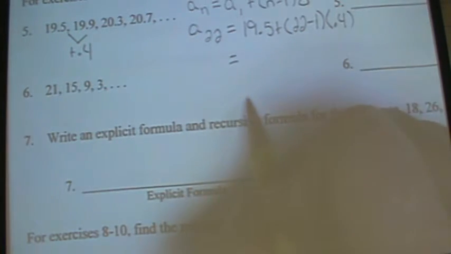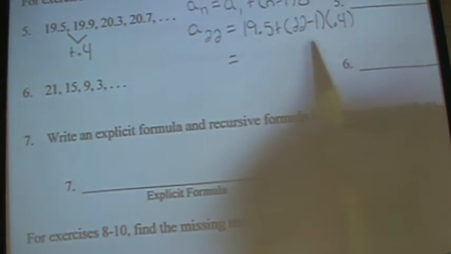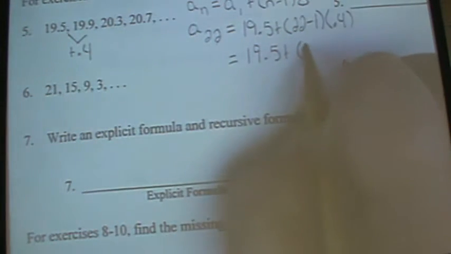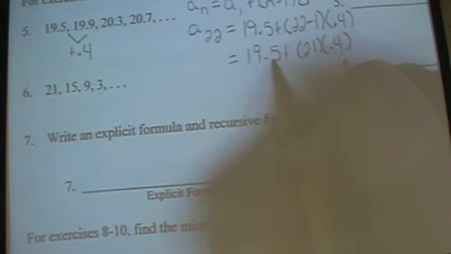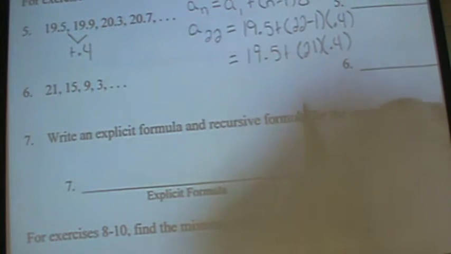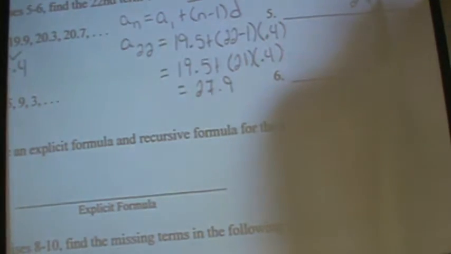So our 22nd value, when you punch this into your calculator, make sure you take 19.5 plus 21 times that 0.4. Do 21 times 0.4 first, then add the 19.5. And you should get 27.9. So number 5 is 27.9.